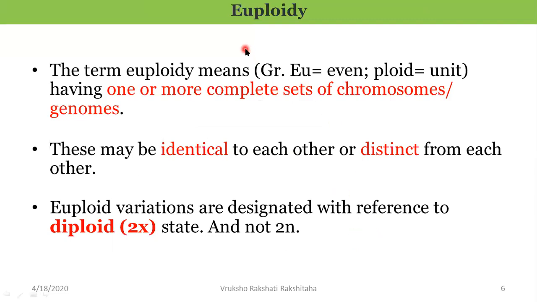Now what is meant by euploidy? Eu in Greek means even. Ploid means unit. So the term euploidy actually means having one or more complete sets of the chromosomes or the genomes. These may be identical to each other or they may be distinct from each other. Euploid variations are designated with reference to the diploid, that is the 2x state, and not the 2n.